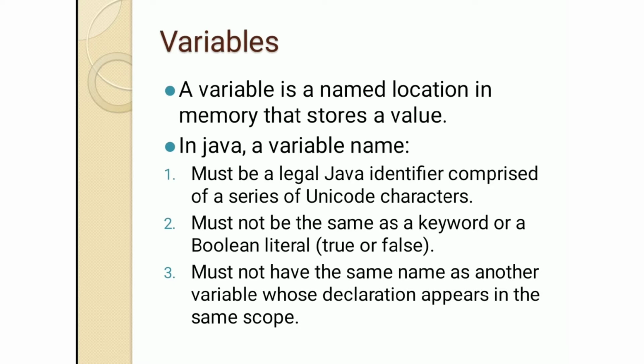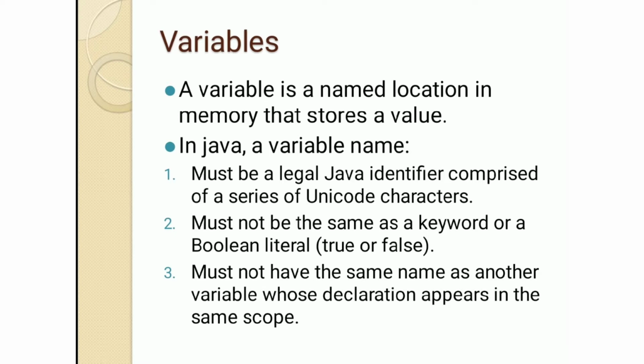Let's begin with variables. A variable is a named location in a memory that stores a value. For example, to store the sum of two numbers, we require a named location to store the value. They may change their values during the execution of a program. It means that when you run a program, you are allowed to change the value of a variable.